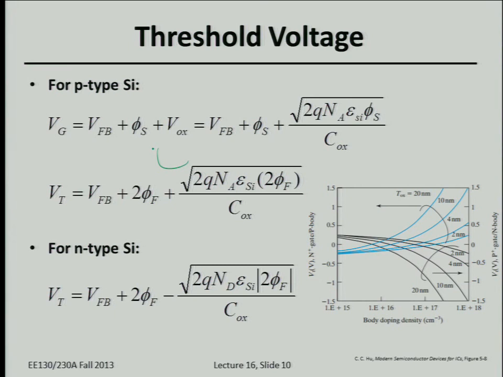Yes? How do you calculate the thickness?